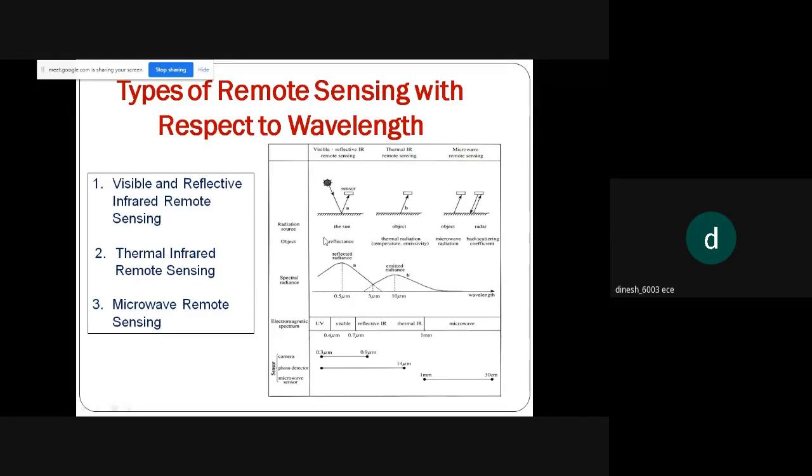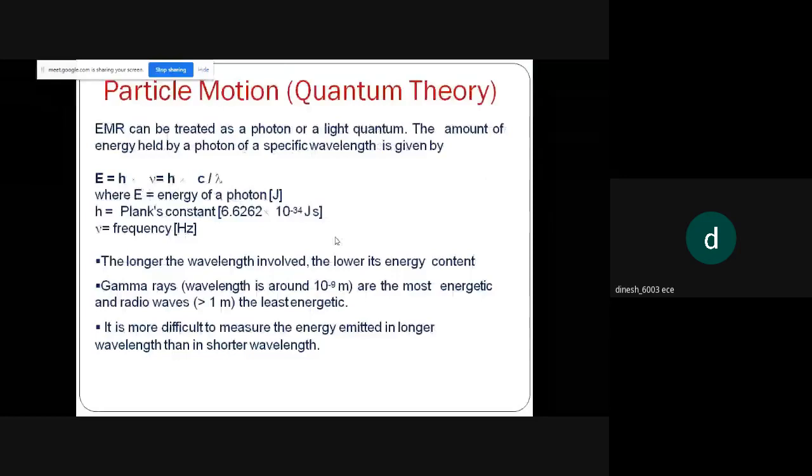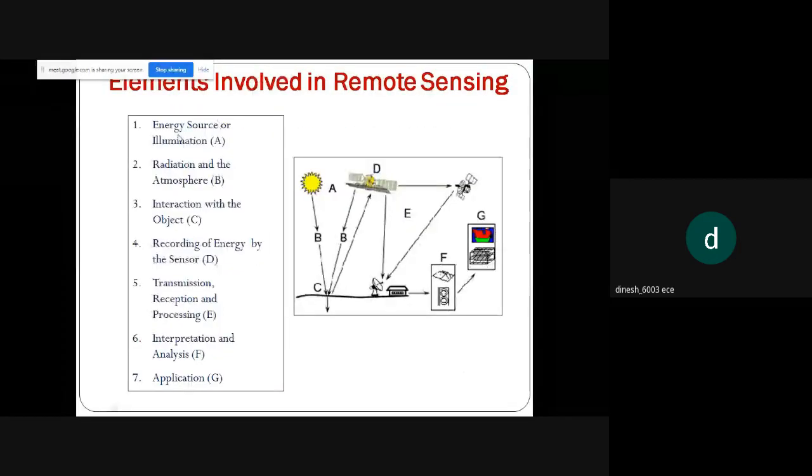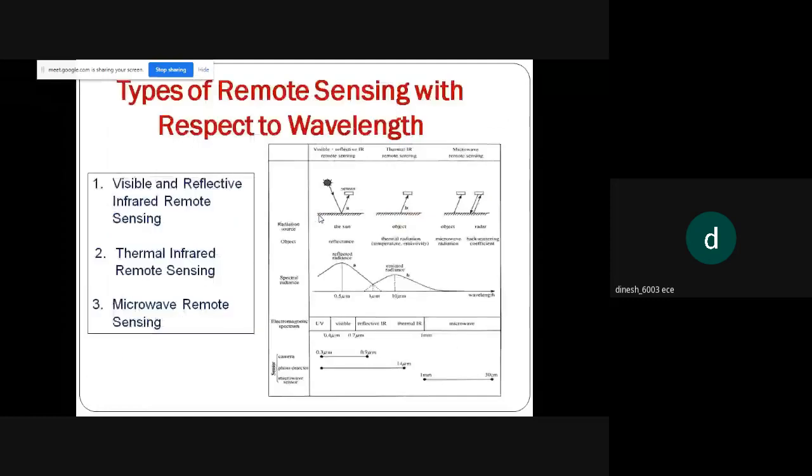Reflectance principle. And the radiation source, as we had seen in the first... So here the energy source or the illumination is the sun in the case of visible reflective infrared remote sensing type. If you choose this type of remote sensing, the sun will act as your radiation source. So the sun falls on the object, then it is sensed by the sensor in these measurements.